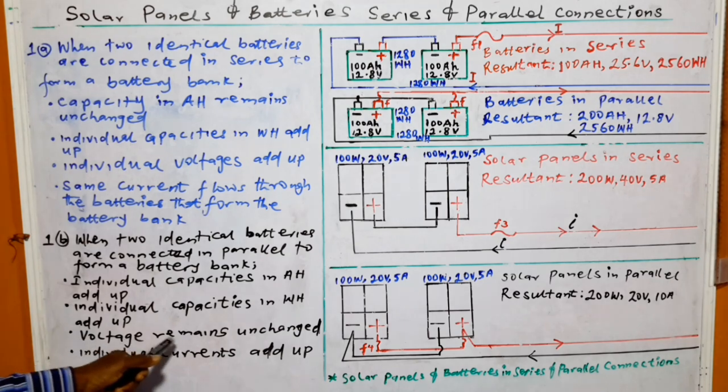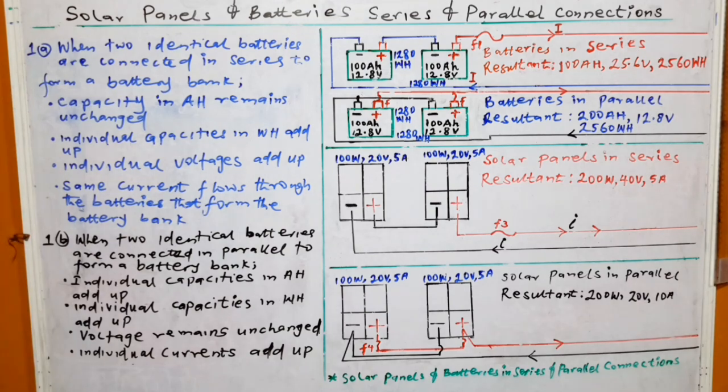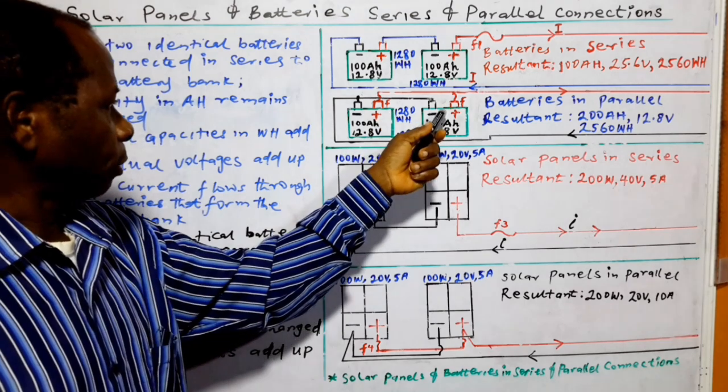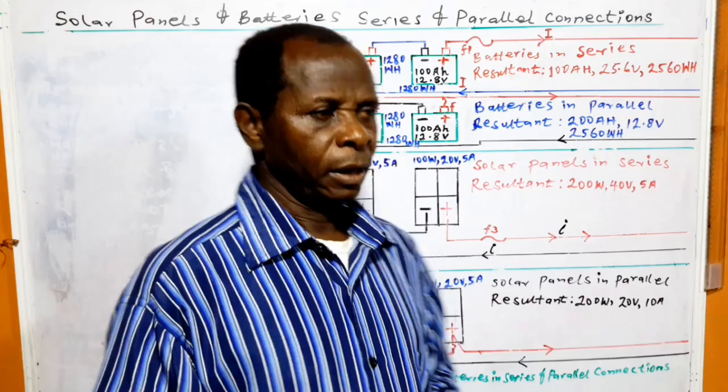Then voltage remains unchanged. For parallel connection, the voltage of the battery bank itself will be the voltage of the individual batteries. Then individual currents add up. The current of this one will add up to the current of this one. And that is the situation for now.